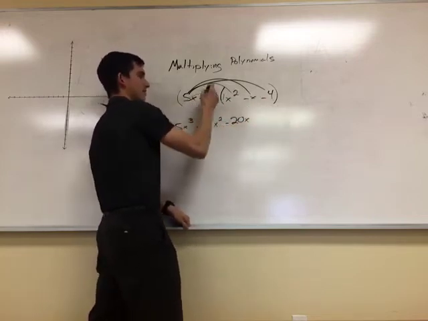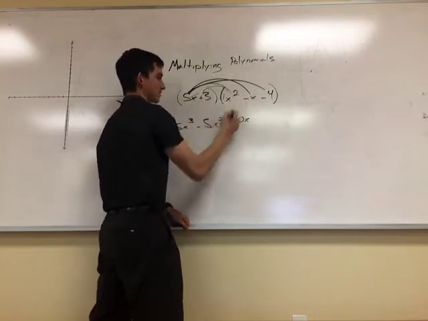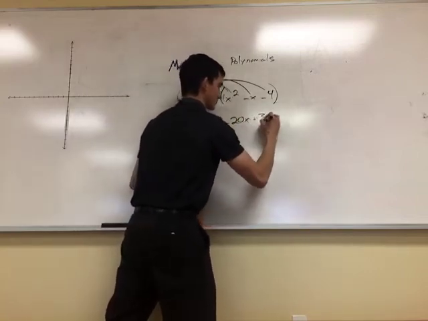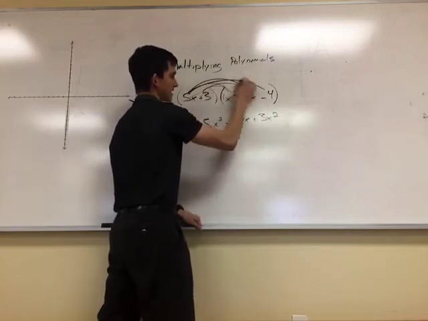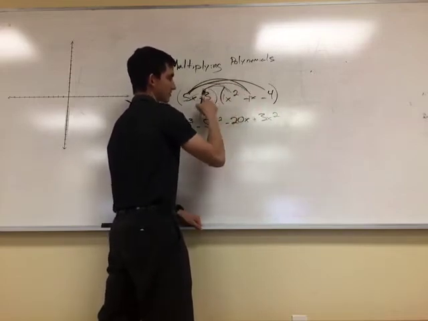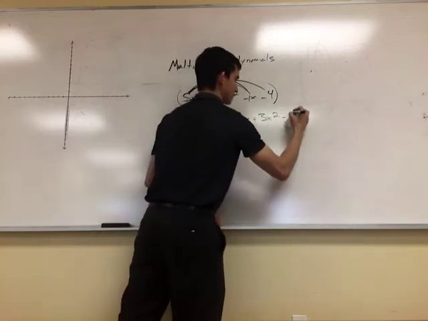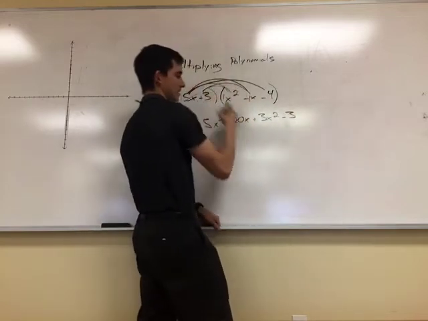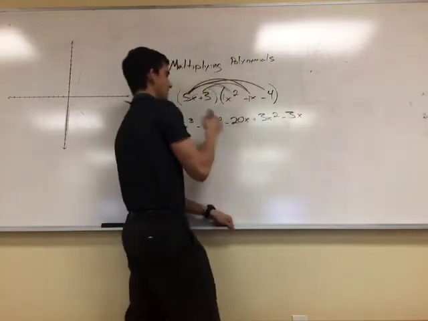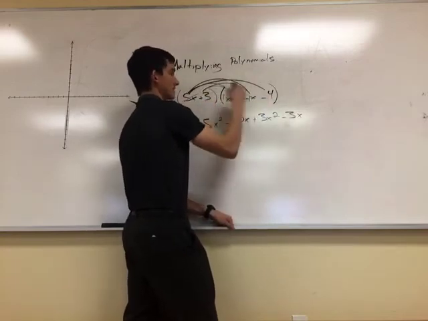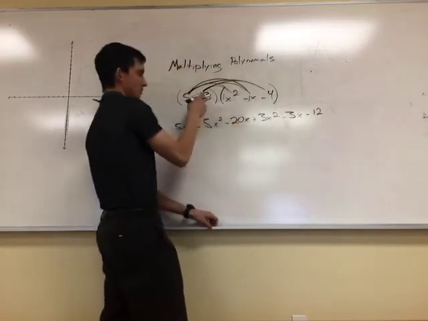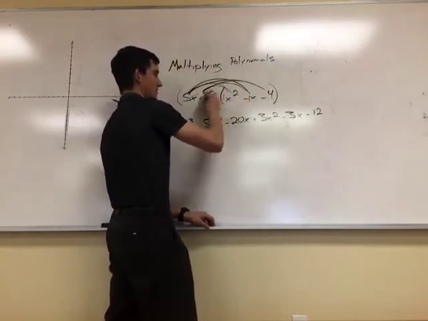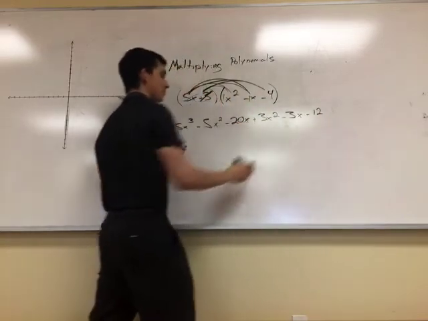So I'm done using that. Now 3 with every term in this trinomial. So 3x squared. 3 times negative x is negative 3x. Remember, that's a negative 1, so 3 times negative 1 is negative 3, and there's no other x there, so negative 3x. And then 3 times negative 4 is negative 12. Now I've officially multiplied 3 with everything in here. So I'm done multiplying. Here's my polynomial.